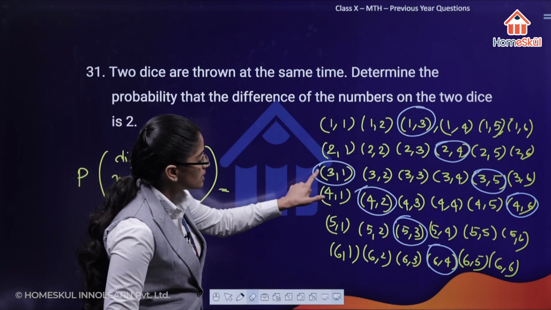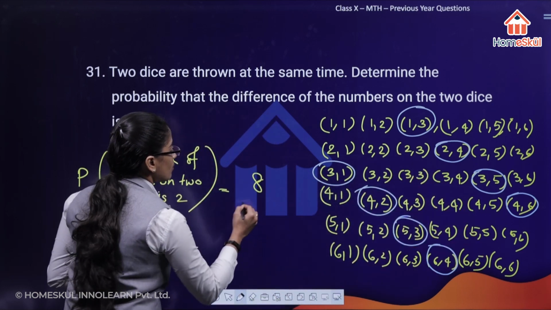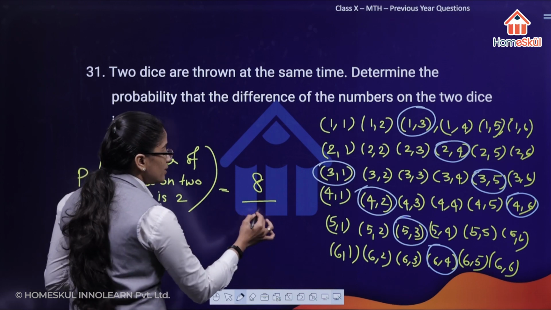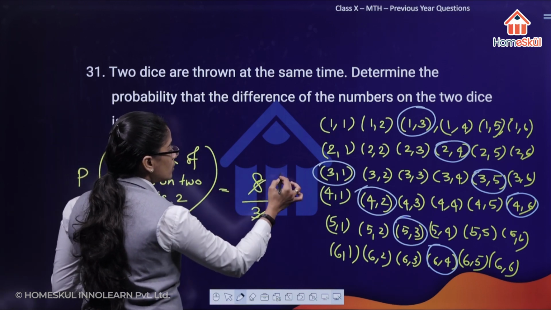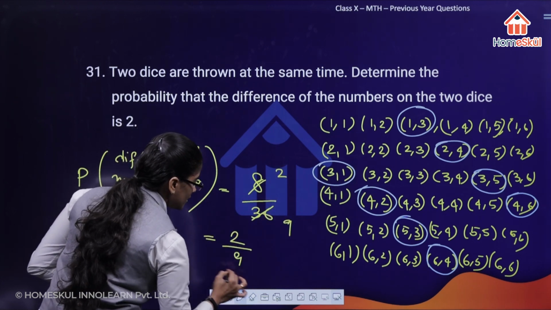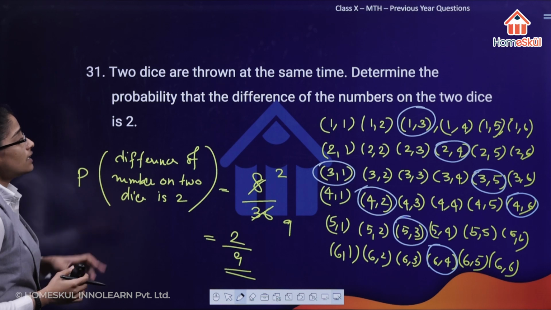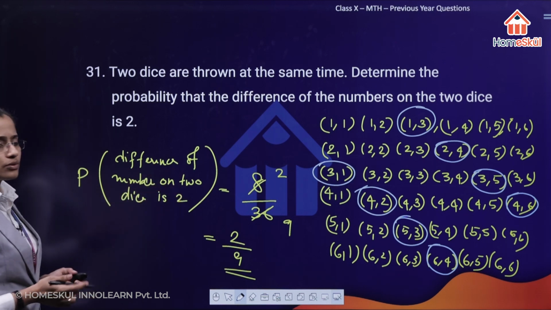How many favorable outcomes are there? 1, 2, 3, 4, 5, 6, 7, 8, right? So it is 8 divided by the total number of outcomes, which is 36, right? So 8 upon 36, both are multiples of 4, so it will be 2 by 9. 2 upon 9 is the probability of getting the difference of numbers on 2 dice as 2, okay? Clear? I hope this question is clear.